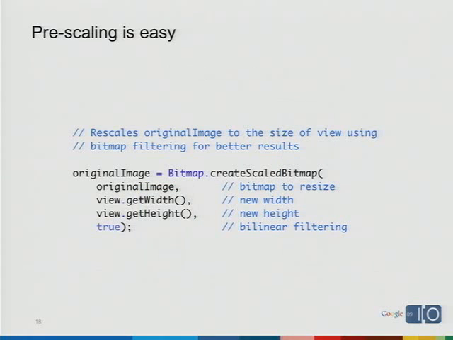And prescaling bitmaps is actually really easy. If you have a handle on the bitmap object, you can extract it from a bitmap drawable if you want. There's a getBitmap method. You can use the method of the bitmap class called createScaledBitmap, where you pass the original bitmap, and you pass the width and the height of the target size. Most often you will pass the width and the height of the view. And the last parameter should probably always be set to true. It's the bilinear filtering I was talking about, because it's a bit slower, but it gives you better results.